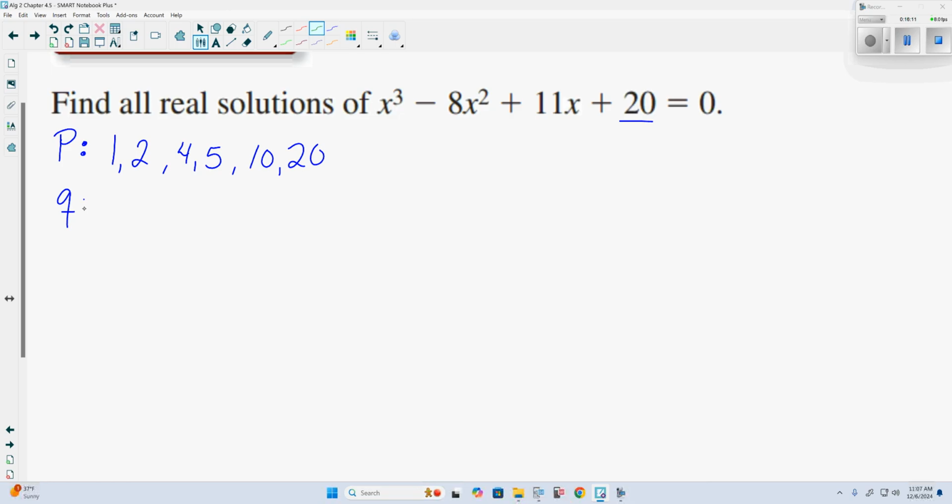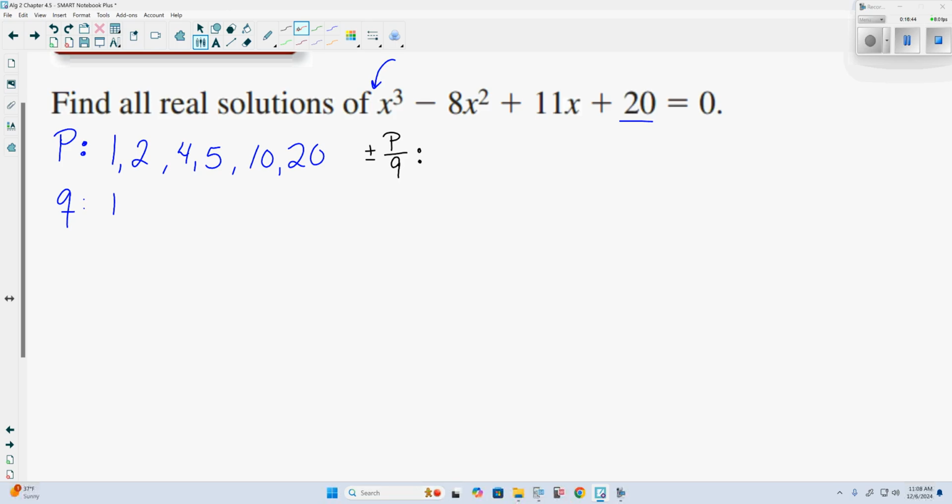Q is the factors of the leading coefficient. Leading coefficient is the number in front of the variable with the biggest exponent. And here it is 1, because 1x cubed. 1 is our leading coefficient. Okay. Now the rational zeros is plus or minus P over Q. And the way I go through this and do this is I start with the first value of Q and divide each value of P by it.